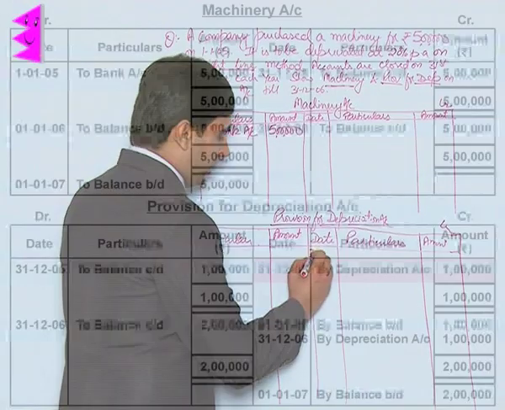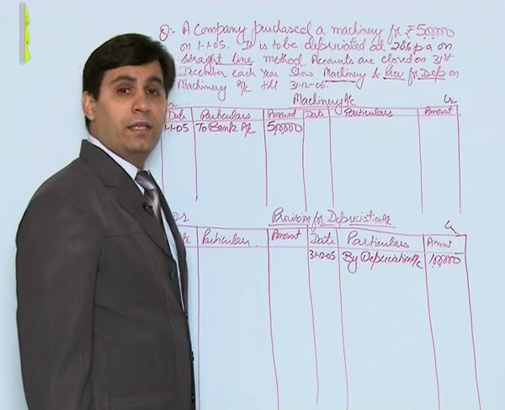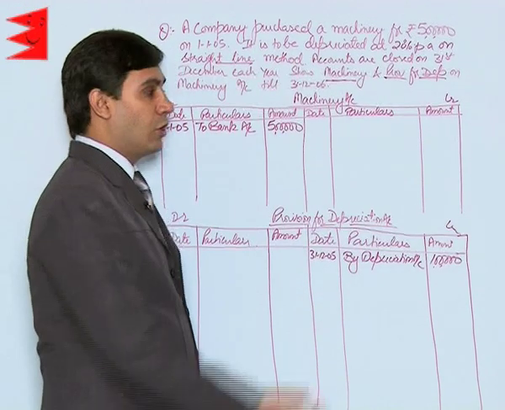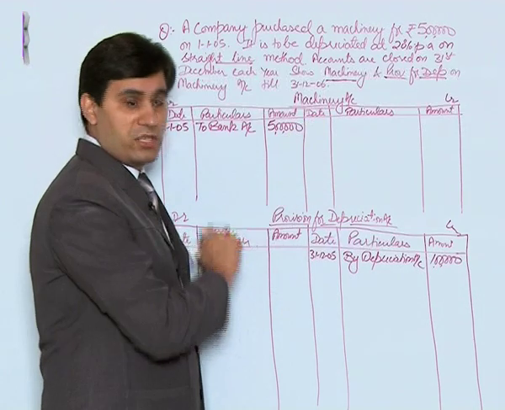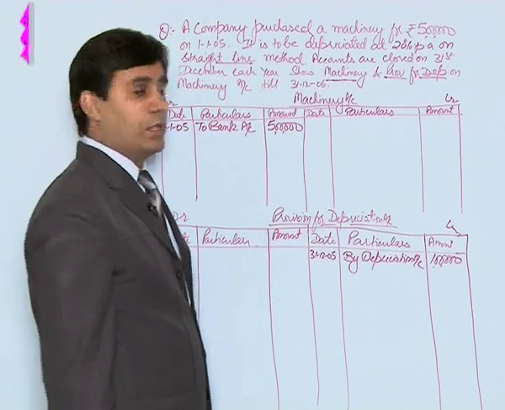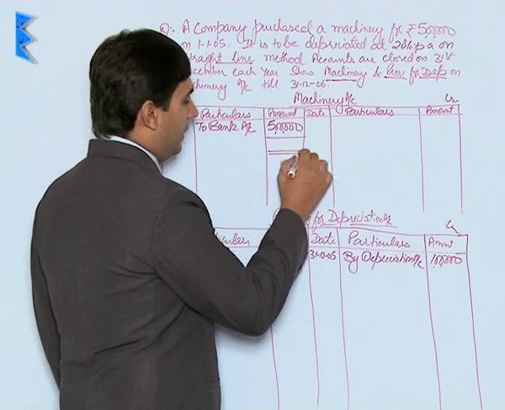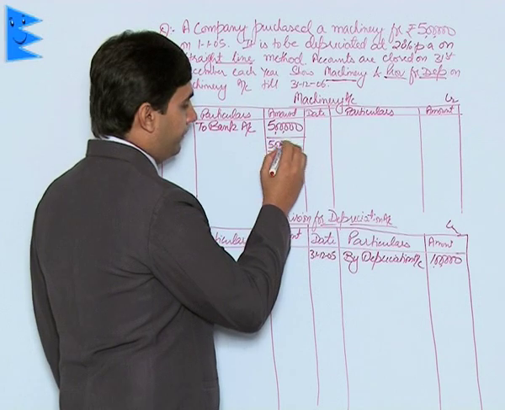So on 31st December 2005, by depreciation, 20% of rupees 5 lakh, it comes to rupees 1 lakh. Just to recall again, in this method, depreciation is not charged in machinery account. It is charged to provision for depreciation account. Now this is the last date of the year. So let us total it out and find the balances.